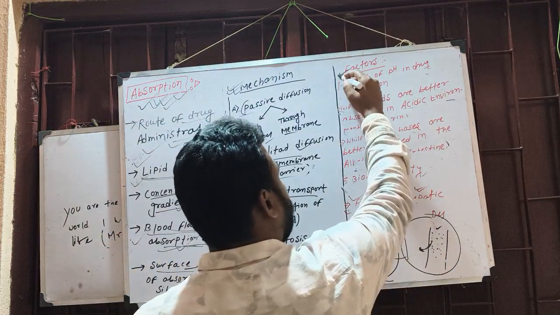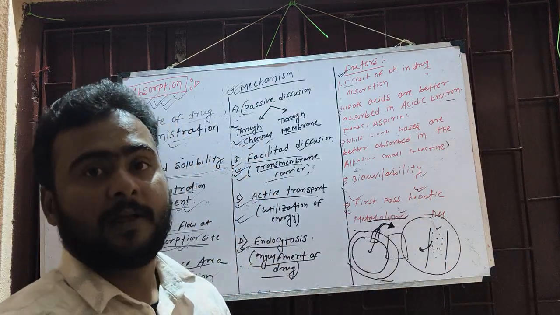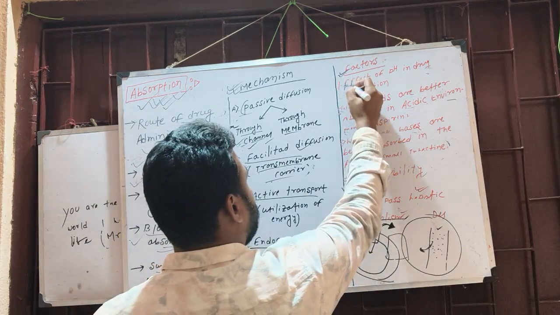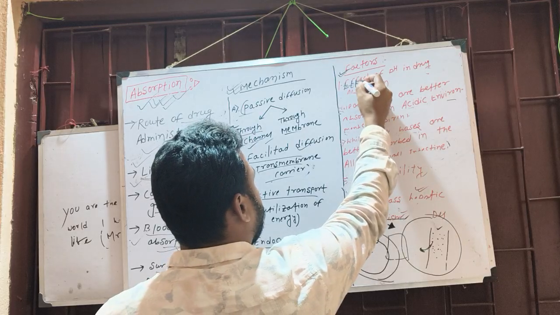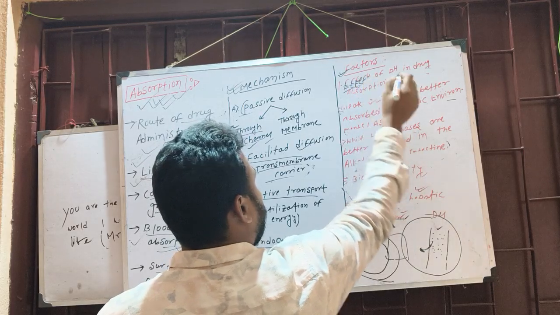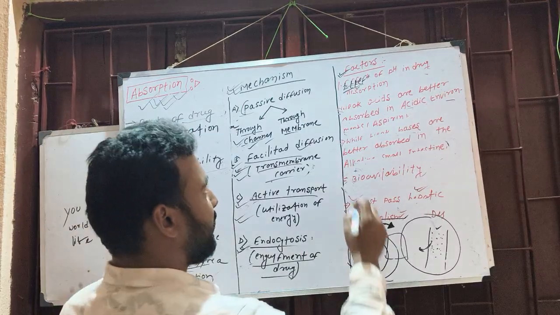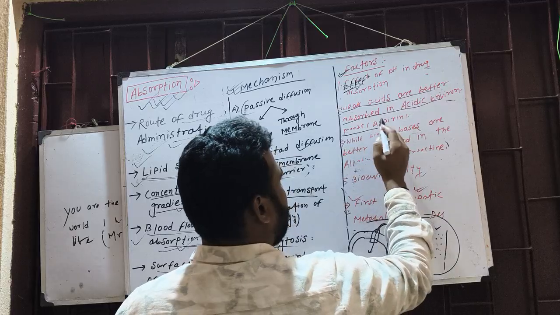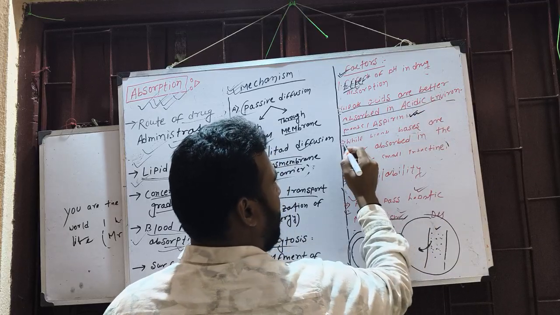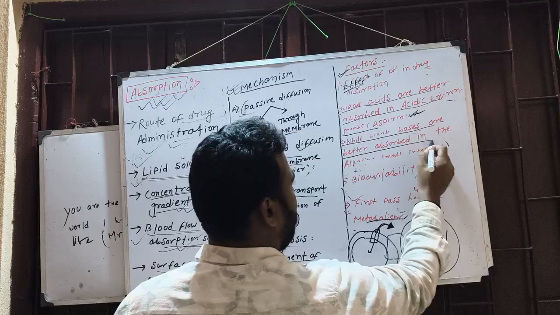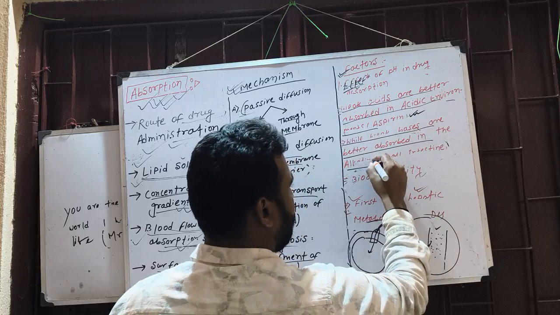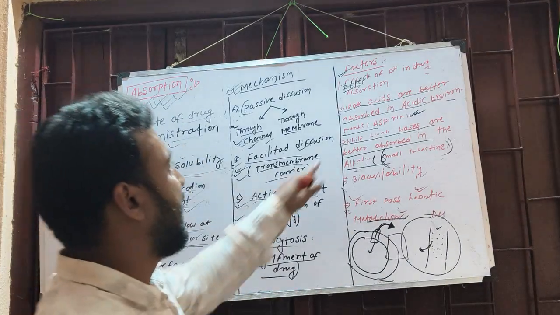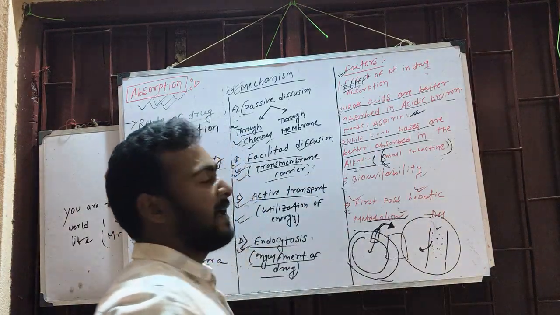Now, what are the factors involved in pharmacokinetics? The most important factor is the effect of pH in absorption. You need to remember that weak acids are better absorbed in an acidic environment, drugs like aspirin, while weak bases are better absorbed in an alkaline medium, which is the small intestine, since the small intestine is alkaline in nature and the stomach is acidic in nature.